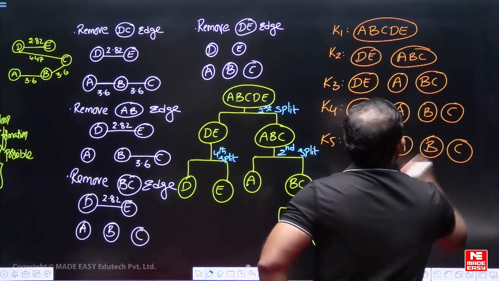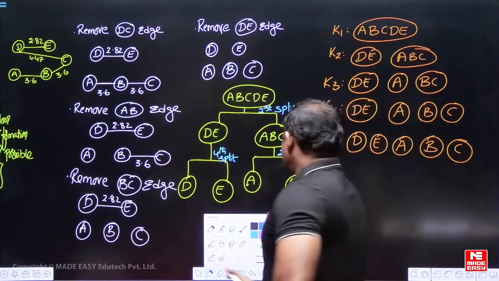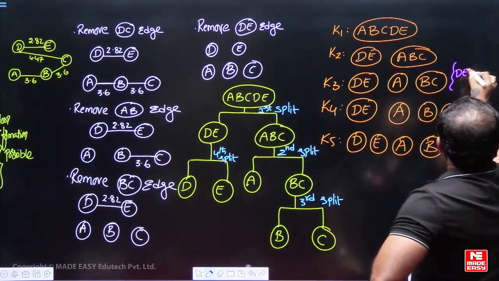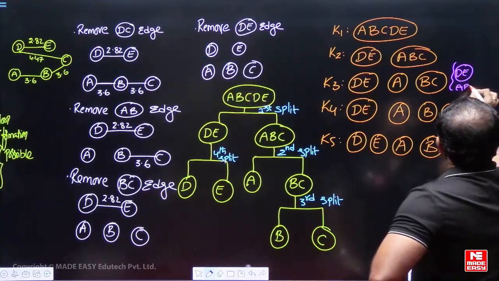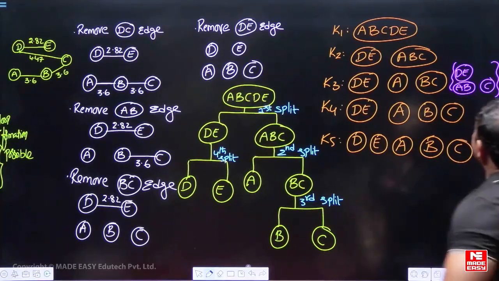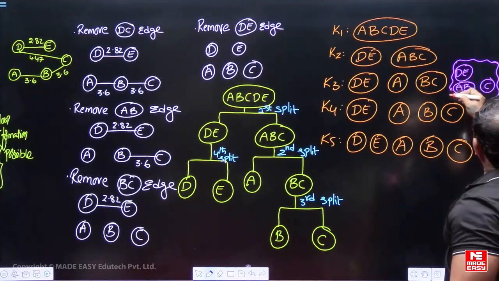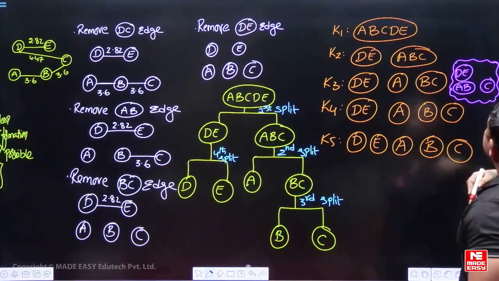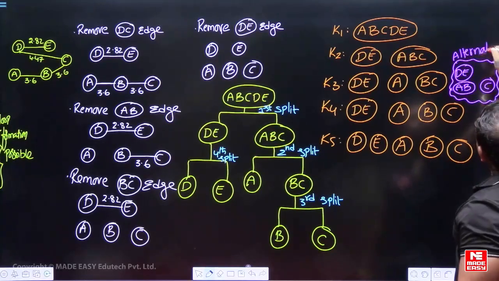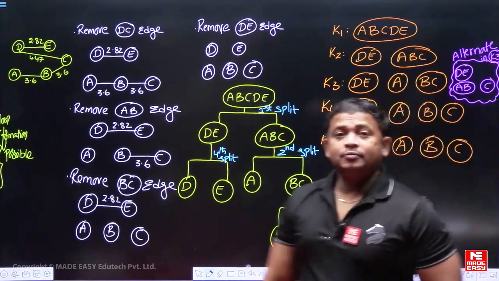So top to bottom. Bas. So here alternatively what is present? Here DE is one, either AB present and C present. Okay. So finally here it is common. This is one more alternative. In K3, this is also alternative.